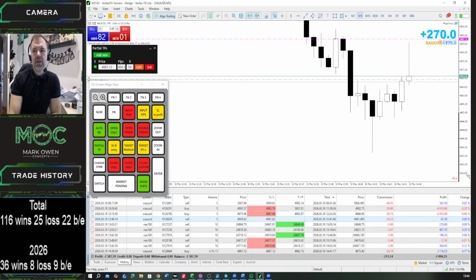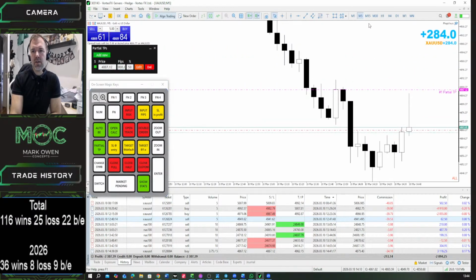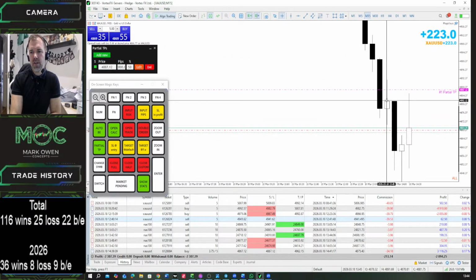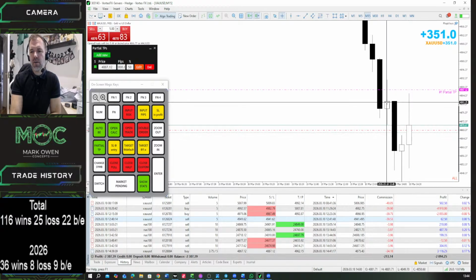Next buys on gold will be a close above here, and then look to go long.